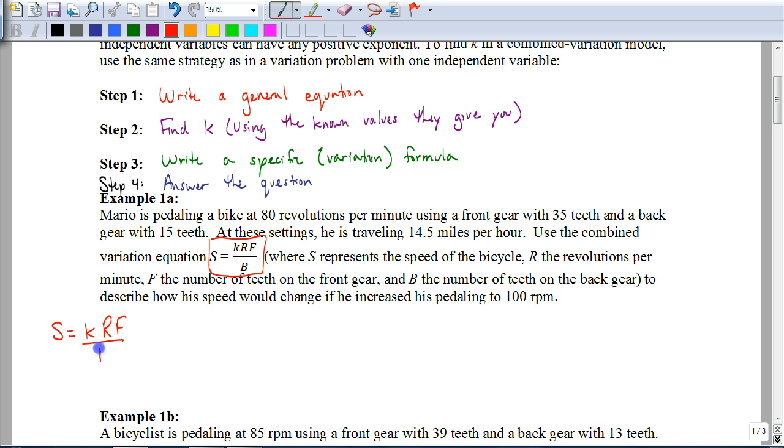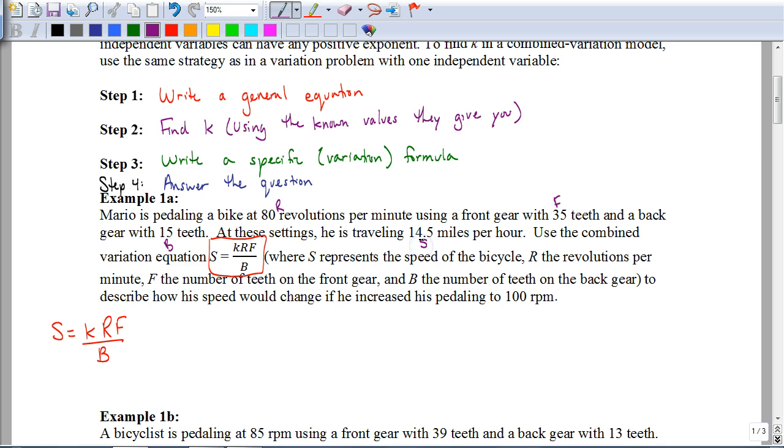Remember to keep your work organized just like we did before. So now that we know our general equation, I want to figure out, well, what's k? In order to find out what k is, I need to know a value for r, f, b, and s. Let's look at the beginning here. It says Mario's pedaling a bike at 80 revolutions per minute. That represents your r. Using a front gear with 35 teeth, that's your value for f. And a back gear with 15 teeth, that's your value for b. At these settings, he's traveling 14.5 miles an hour.